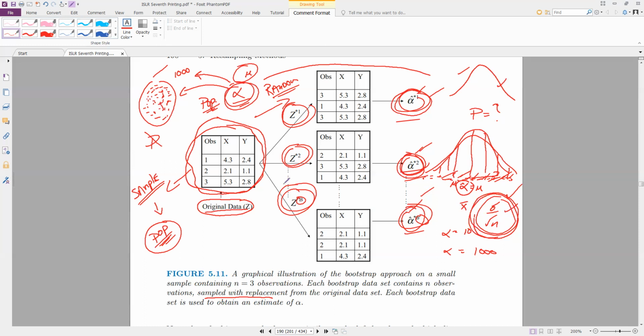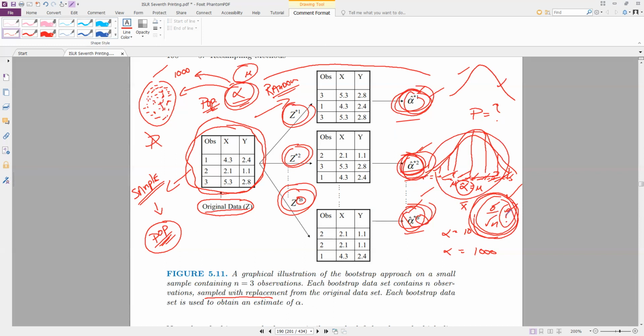When you can't invoke assumptions, or you don't know what this looks like in the first place, as I mentioned, sometimes we don't know what the standard error even looks like, then you have no choice. If you want an estimate of what that sampling distribution looks like and the variability of your estimate, the bootstrap is a really, really nice idea.